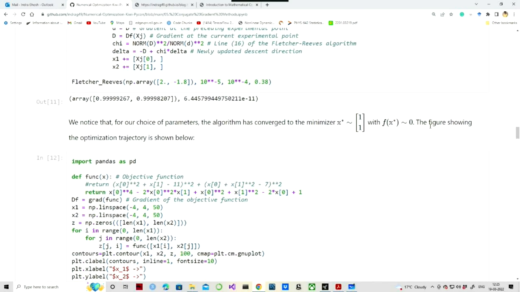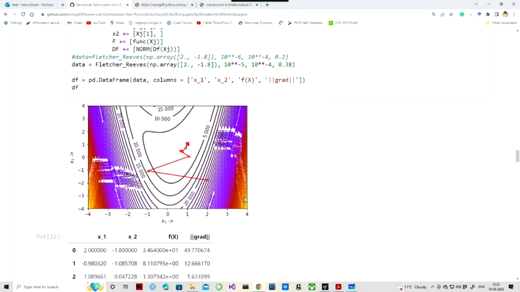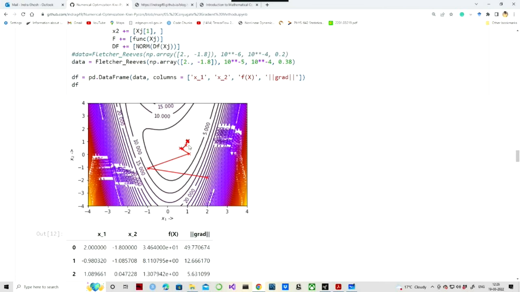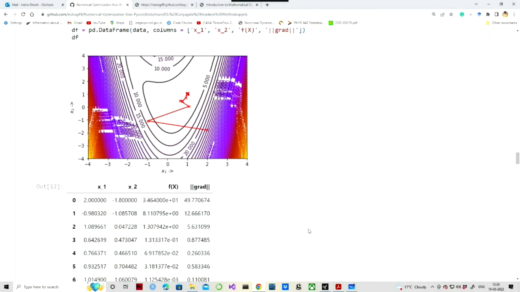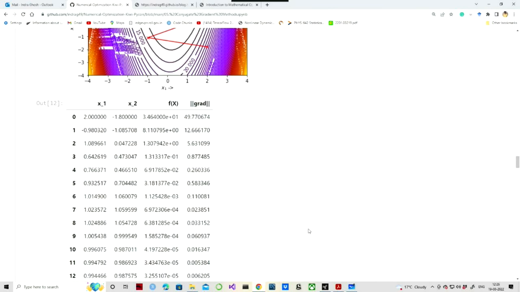So this is the figure of the whole steps. It starts from this initial point and then keeps on choosing the direction and ends up at the minimizer. Okay, it's working. If you want to collect the values too, you can do that just using pandas. Ooh, that's a long list.